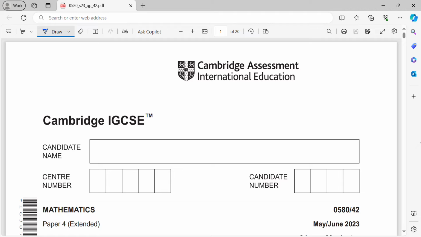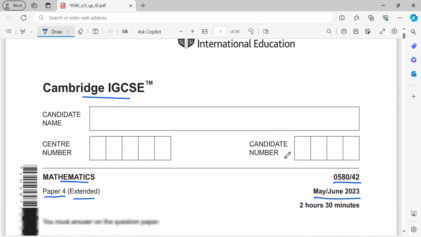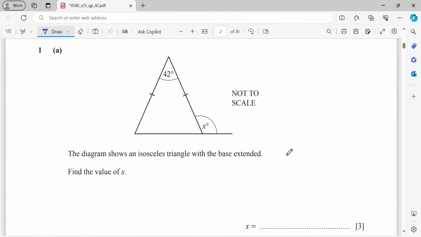This video is to discuss Cambridge IGCSE Mathematics Paper 4, which is the Extended Mathematics for May-June 2023, and the code is 0580/42. Okay, so let's move on to question number 1. Question 1a: the diagram shows an isosceles triangle with the base extended. Find the value of x.